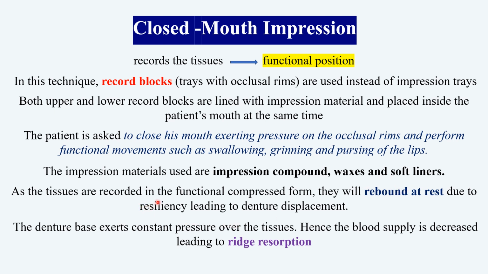Now since the tissues are recorded in a functional compressed form, as we have said before, they will rebound at rest due to the resiliency. This can lead to denture displacement in future. Also, the denture base exerts constant pressure over the tissues, and thereby the blood supply will be decreased or impaired, and it can lead to ridge resorption.